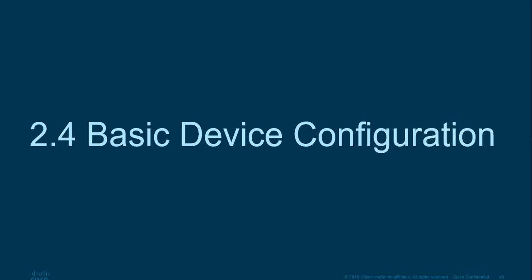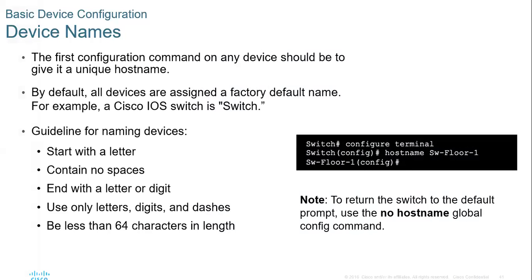Basic device configuration. So how do we configure the switch? The first configuration command on any device should be to give it a unique host name. By default, all devices are assigned a factory default name. For example, a Cisco iOS switch is named Switch.